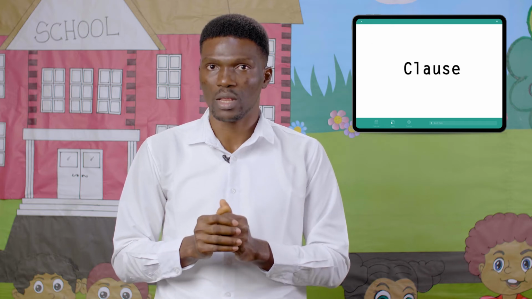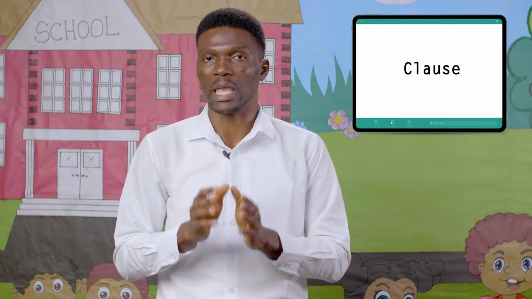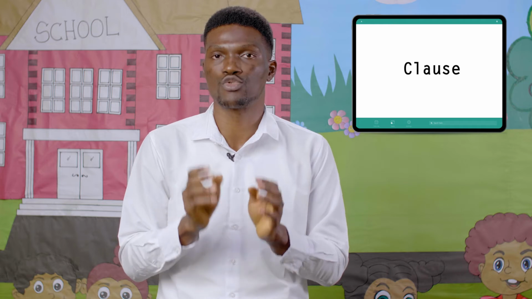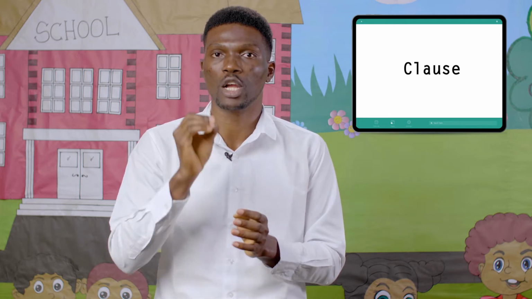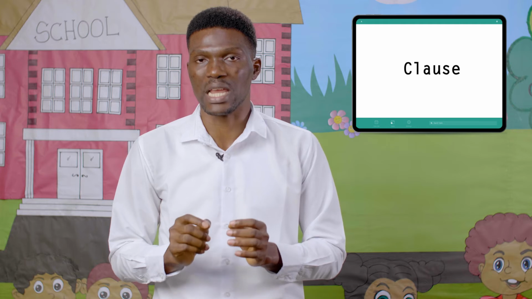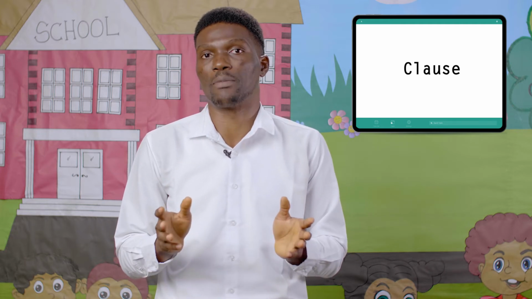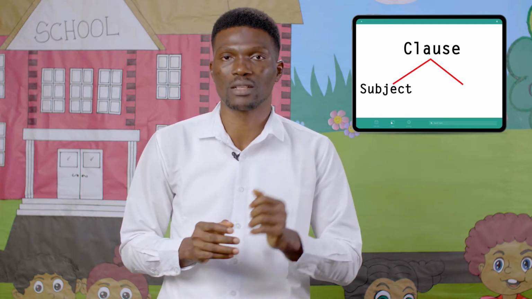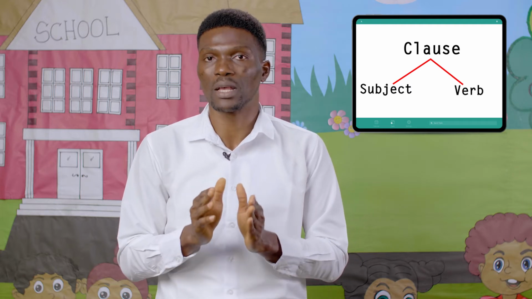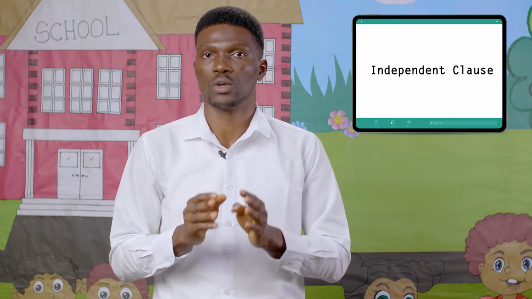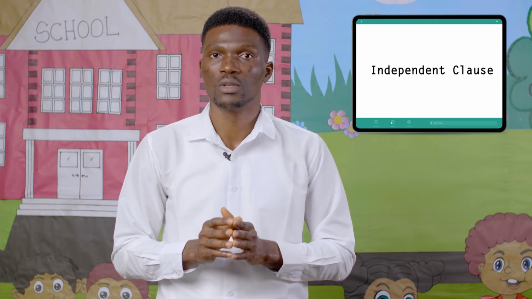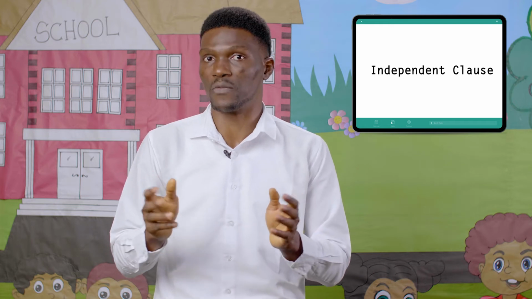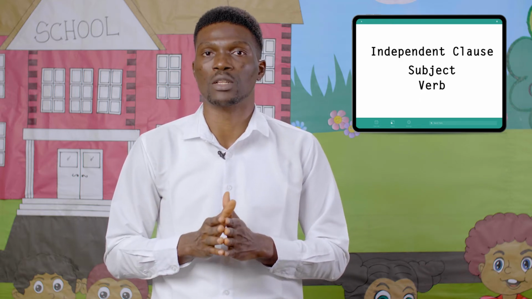Before I continue, let me just say what a clause is. A clause is a grammatical structure that is made up of a group of words that contain a verb. Depending on what type of clause it is, it could contain a subject and a verb. So typically, independent clauses contain a subject, that is who or what the sentence is talking about, and the verb. I already explained verb in the previous lesson. So, it contains a subject and a verb. That's what an independent clause is.